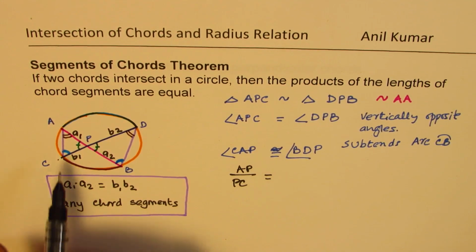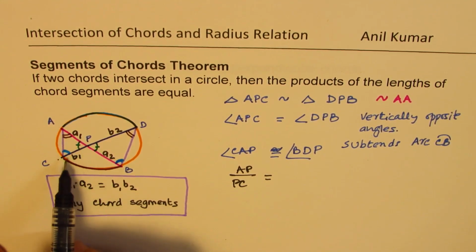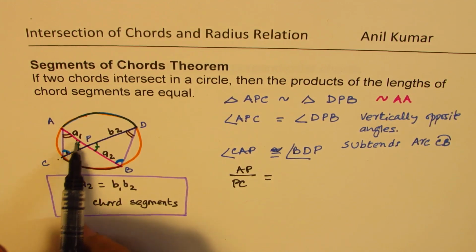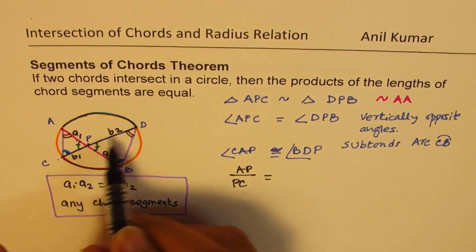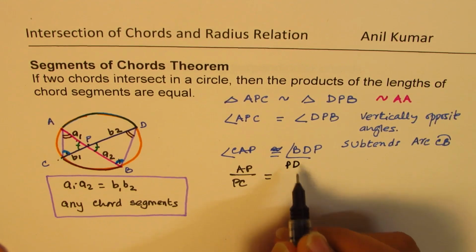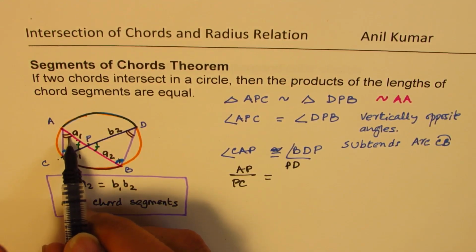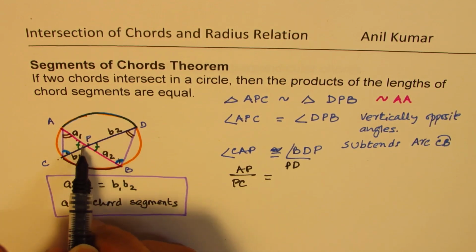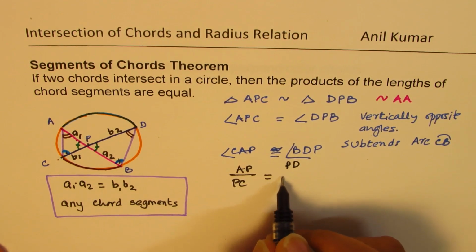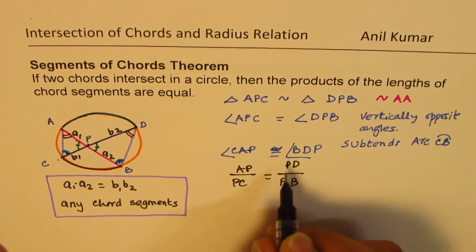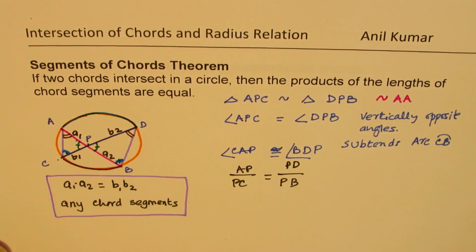Now using the similar triangle properties, AP over PC should be equal to what? AP is opposite to this angle, and opposite to this angle is PD. So we write PD. And PC is opposite to that angle, and opposite to that angle is PB. So we get PB. Does that make sense? You have to look for similar triangles and which two sides correspond.